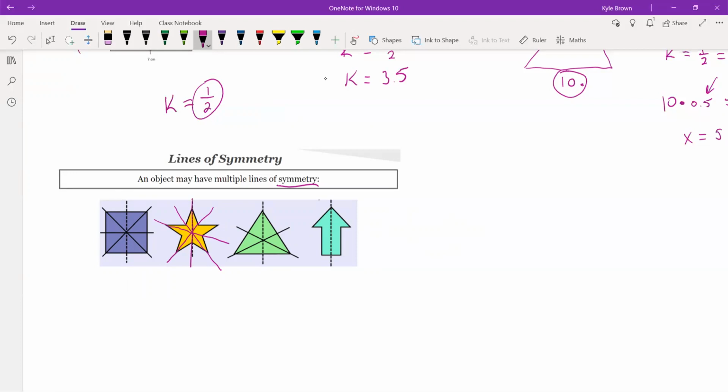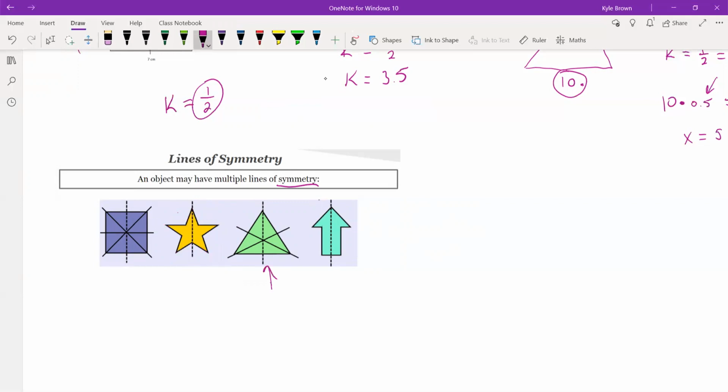On this, if the question said how many lines of symmetry are there, we'll count the lines at this point. So you've got 1, 2, 3, 4 lines of symmetry on that guy. Just wait. 1, 2, 3, 4. Oh, I missed one. Yeah, that didn't seem right. 5. Okay, there you go. So 5 lines of symmetry on that one.